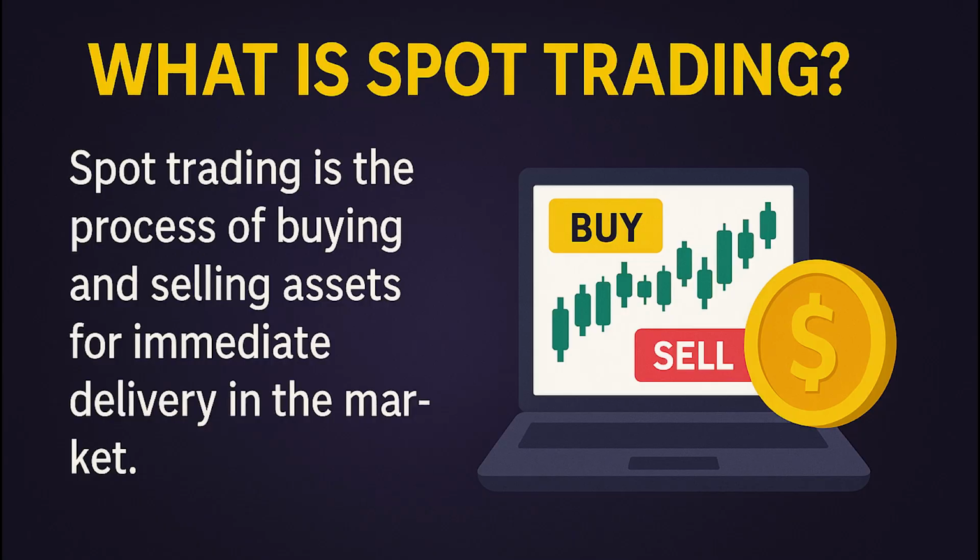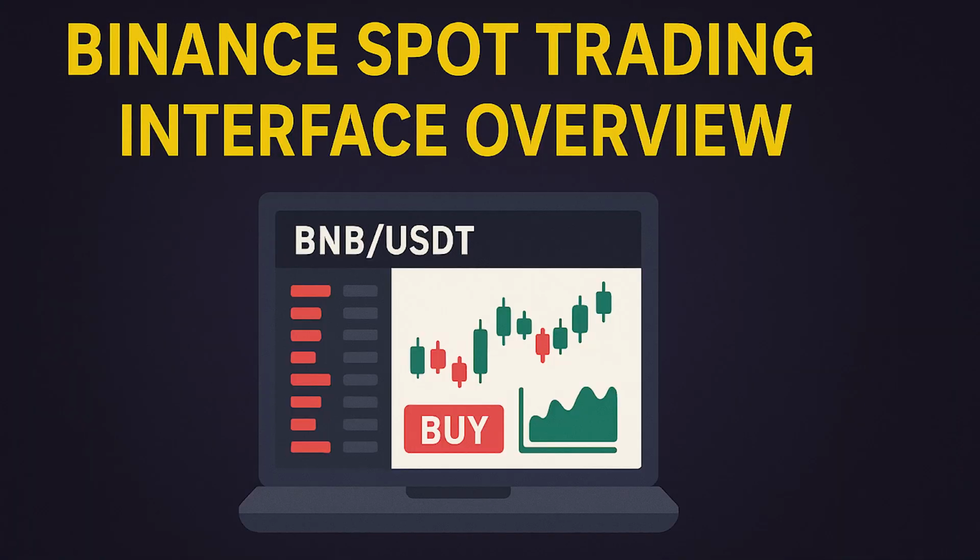Spot trading is the most basic way to trade crypto. You buy a coin at the current market price and it's instantly yours. Unlike futures, there's no leverage or risk of liquidation. It's perfect for beginners. To get started, log into your Binance account and go to the spot trading section.